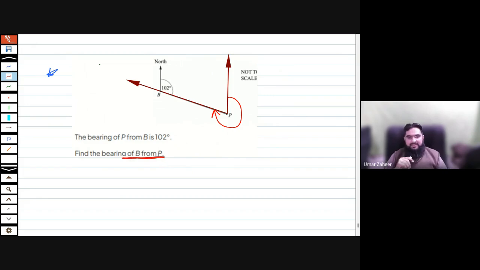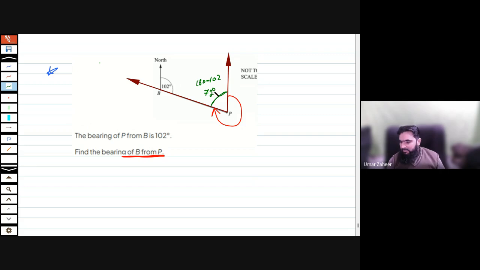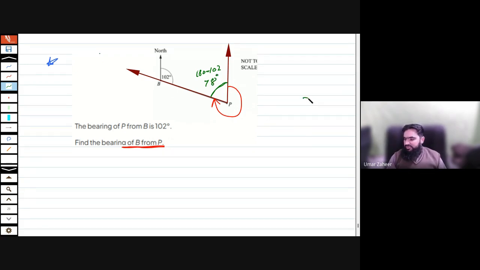Yes, everyone, the question was clear. So we are going to use the allied angle property. It is 102. We are going to find this angle: 180 minus 102. Yes, that will be 78 degrees. All right, and we know that a complete rotation of the angle is always 360.